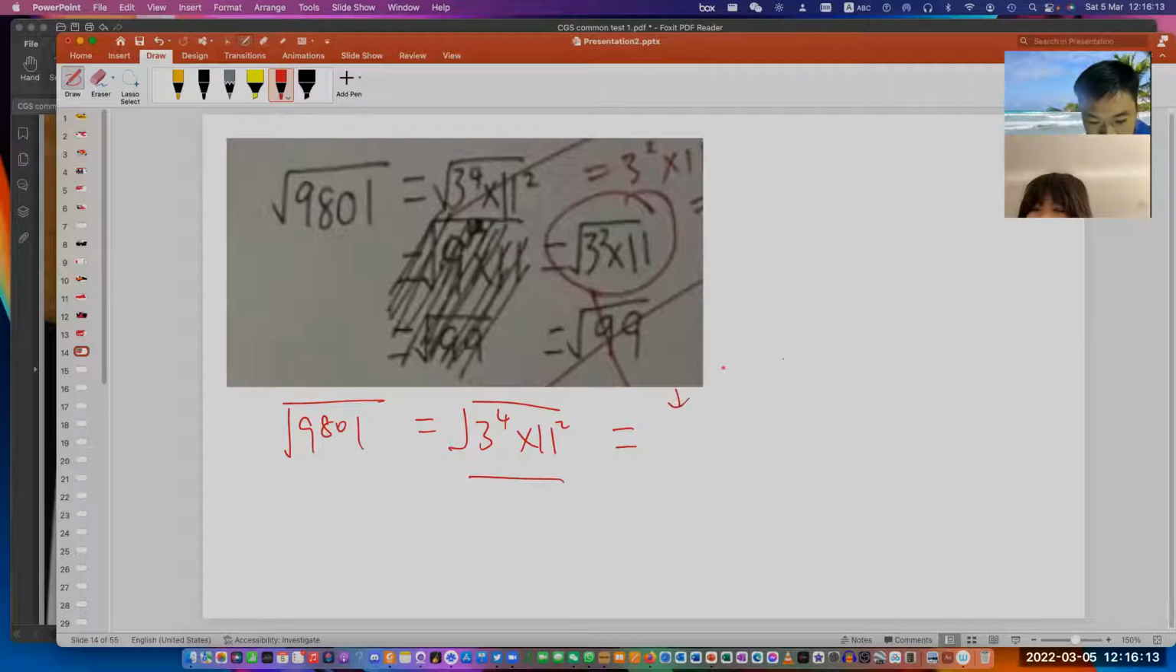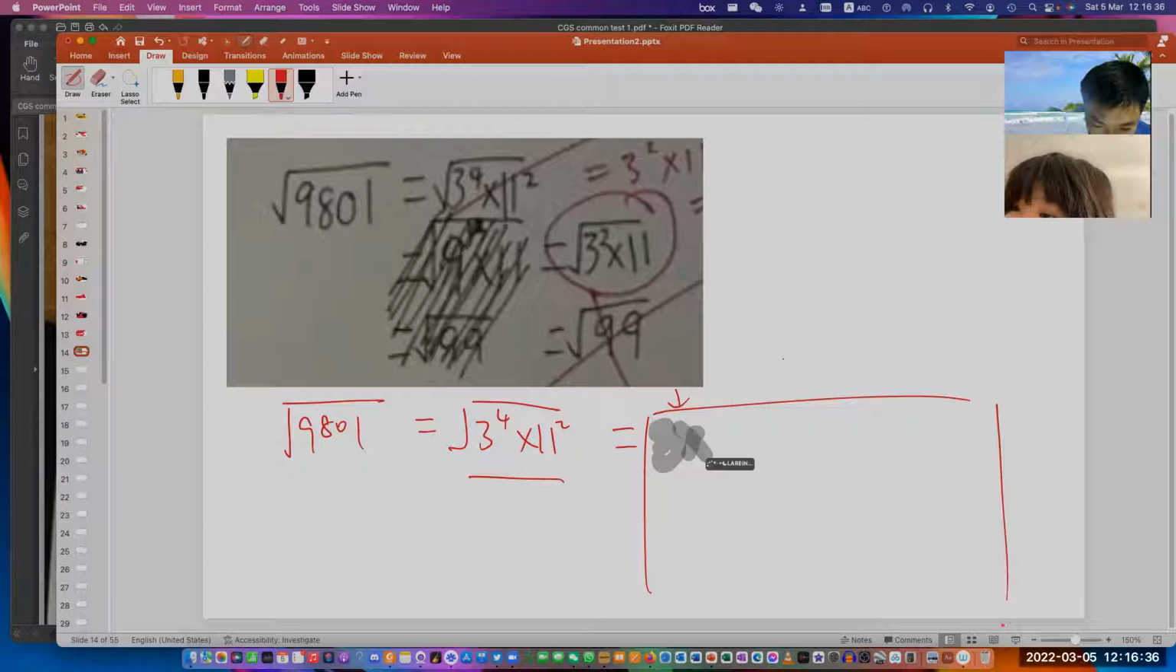You can write here. Don't use a calculator. Just show me the working first. 3 to the power of 4 times 11 squared. Show it here. You are not writing. Can you choose a better one? No. This is not the next step.